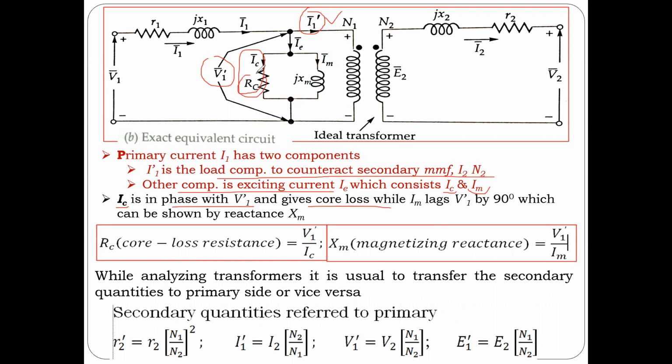To find RC, you divide V1 prime by IC, and you get the core loss resistance equal to the core loss. And IM, which I'm talking about here, the magnetization current, lags by 90 degrees to produce the flux. It is shown by the reactance XM, defined something like this.